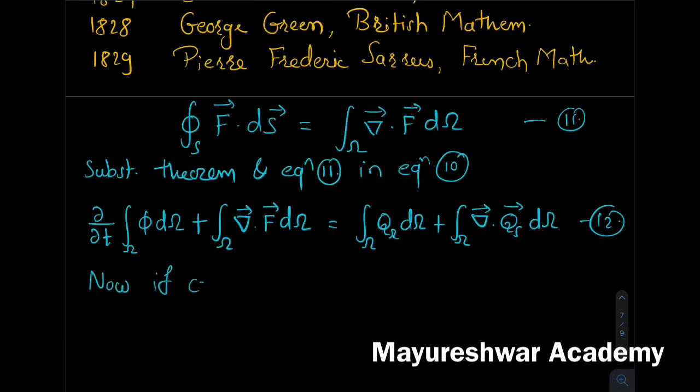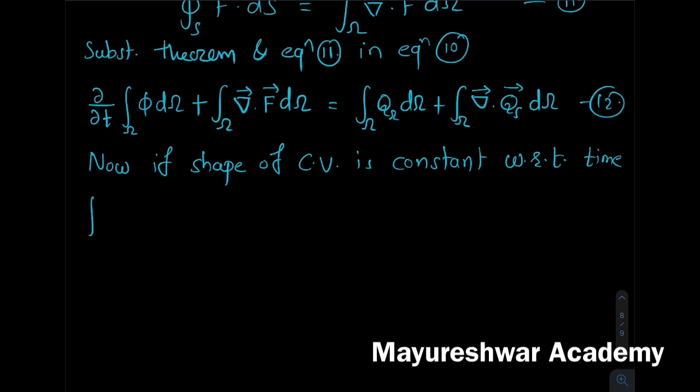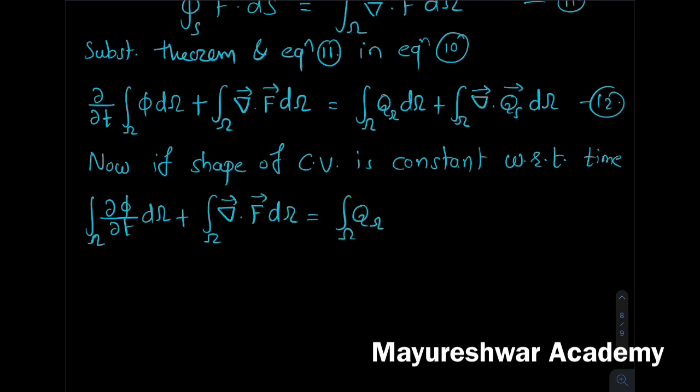Now if the shape of this domain, the shape of the control volume, is always going to remain constant with respect to time t, it won't change. So that's why we can comfortably take the d dt term inside. So it will be the integral of d phi dt d omega plus the integral of del bar dot f bar d omega equals the integral of q omega plus the volume integral of del bar dot qs bar. That is called 13.